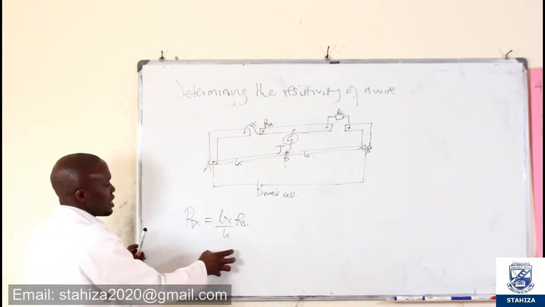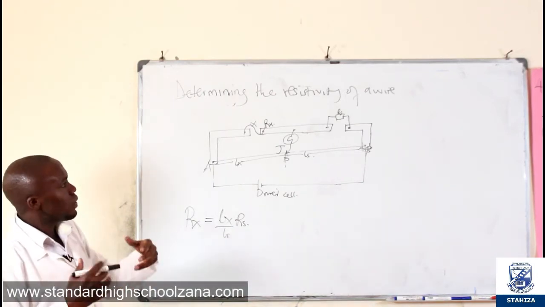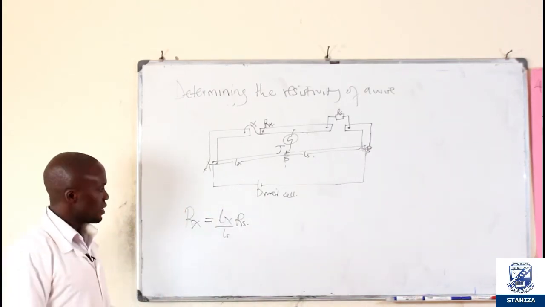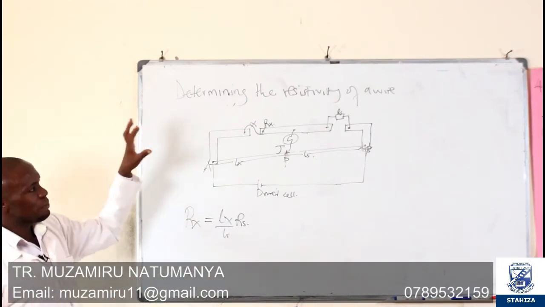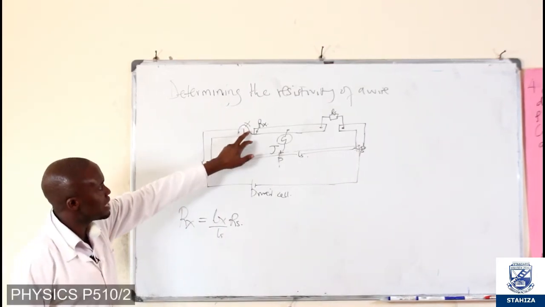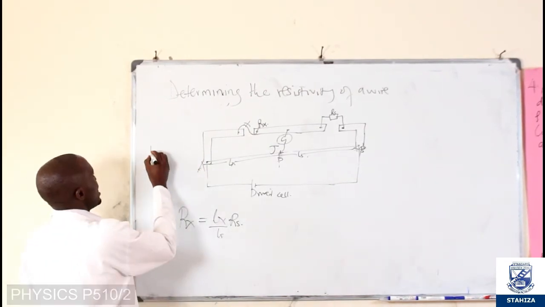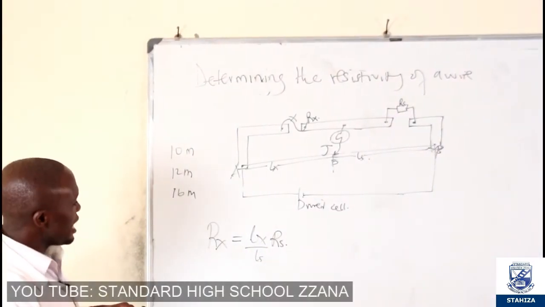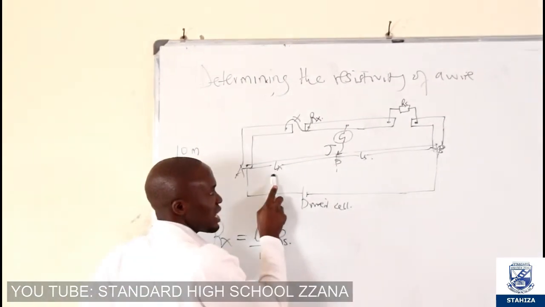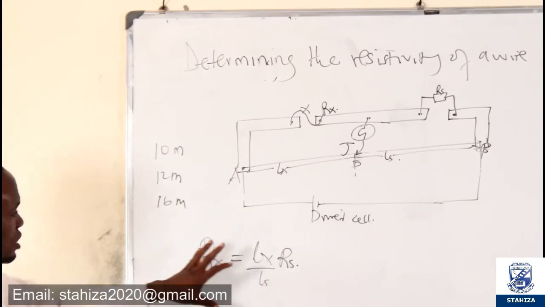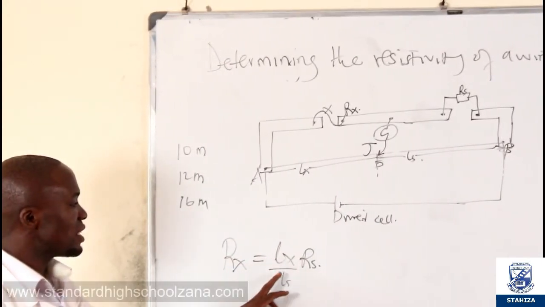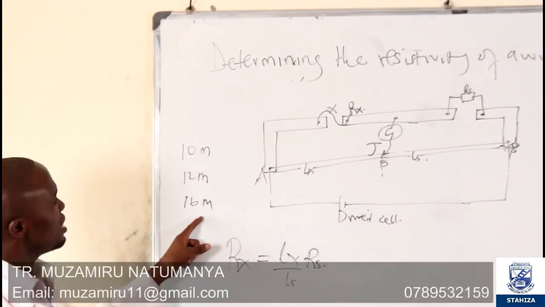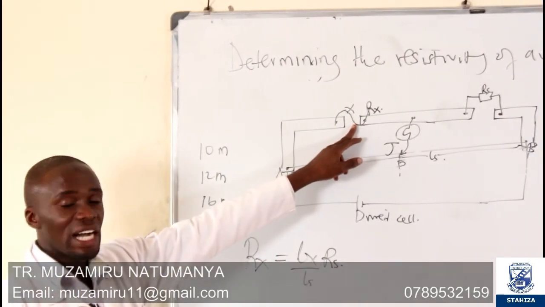Remember, we are using a wire which can be reduced in size, in terms of distance and length. This is the first value. The experiment is repeated for different values of this X. If at first it was 10 meters, we are going to have 12 meters, then 16 meters, like that. Each time, we are going to get different values of LX and LS, and those values will be substituted here. RS is constant because it's a standard resistor, but LX and LS will keep on changing depending on the value of X, which is our L.